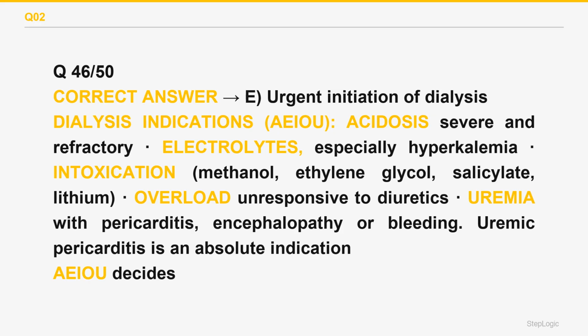Uremic pericarditis deserves particular emphasis because it is an absolute indication that does not wait for a laboratory threshold, and it carries a risk of hemorrhagic effusion and tamponade. Note also which poisons are dialysable, since it appears in toxicology stems: methanol, ethylene glycol, salicylate, and lithium are removed effectively, whereas highly protein-bound or large volume of distribution drugs such as tricyclic antidepressants are not. If you see uremic pericarditis or refractory overload, dialyze rather than escalate drugs.